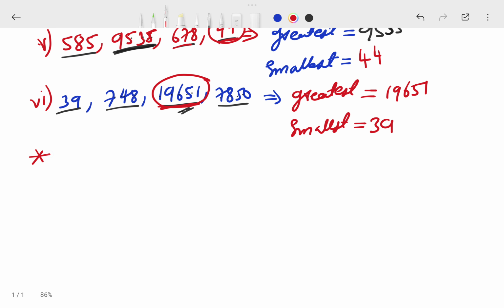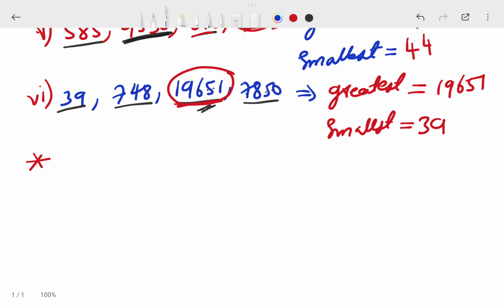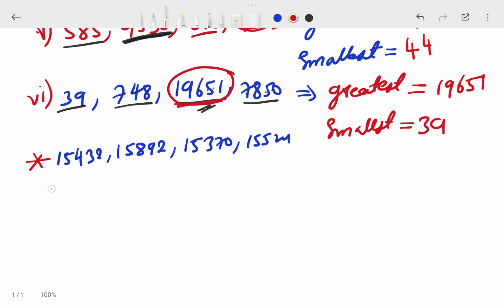Let's take an example. I will ask you one example, because I want to see whether you understood or not. Let's see with another example. This is given: 15,432, 15,892, and another 15,370, and another 15,524. Now you have to tell which is the greatest, and which is the smallest.